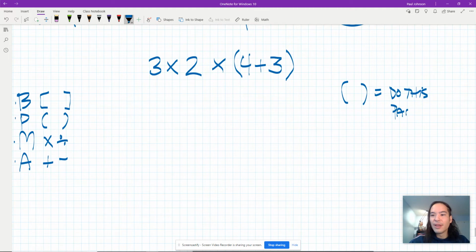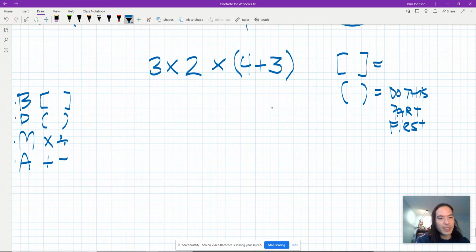I mean, if you don't have brackets, we'll just say kind of first. We'll say both of these mean that. So brackets and parentheses, those mean do this part first. Obviously, whatever's in brackets comes first, whatever comes in parentheses comes second. But you have to make the brackets and parentheses disappear before you can move on.